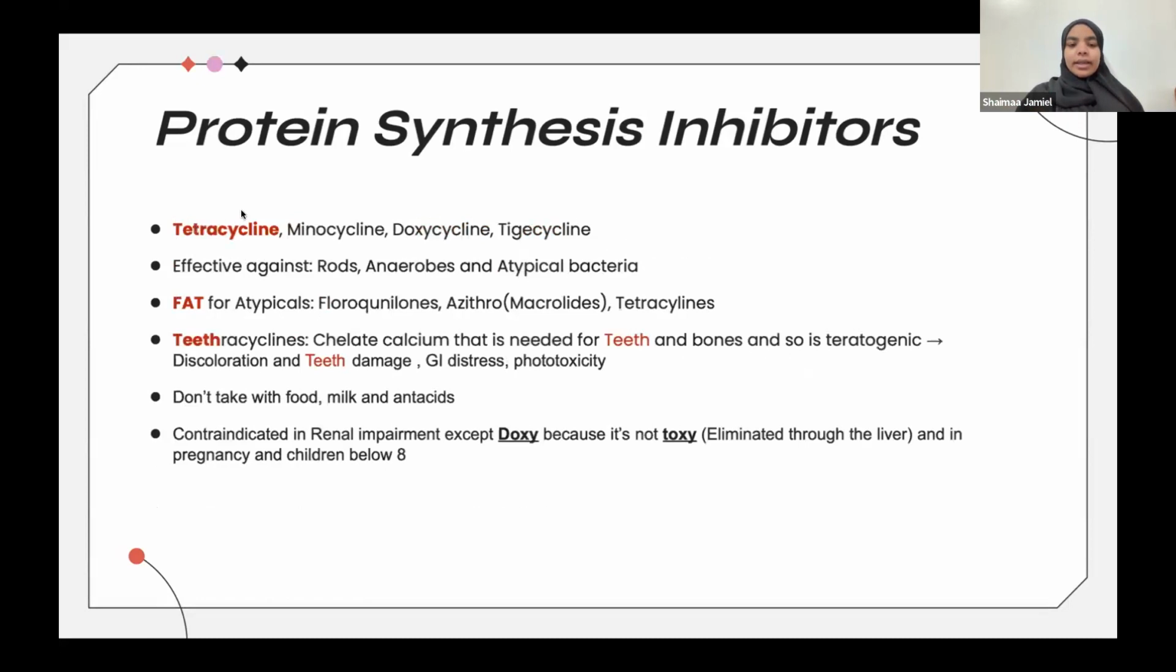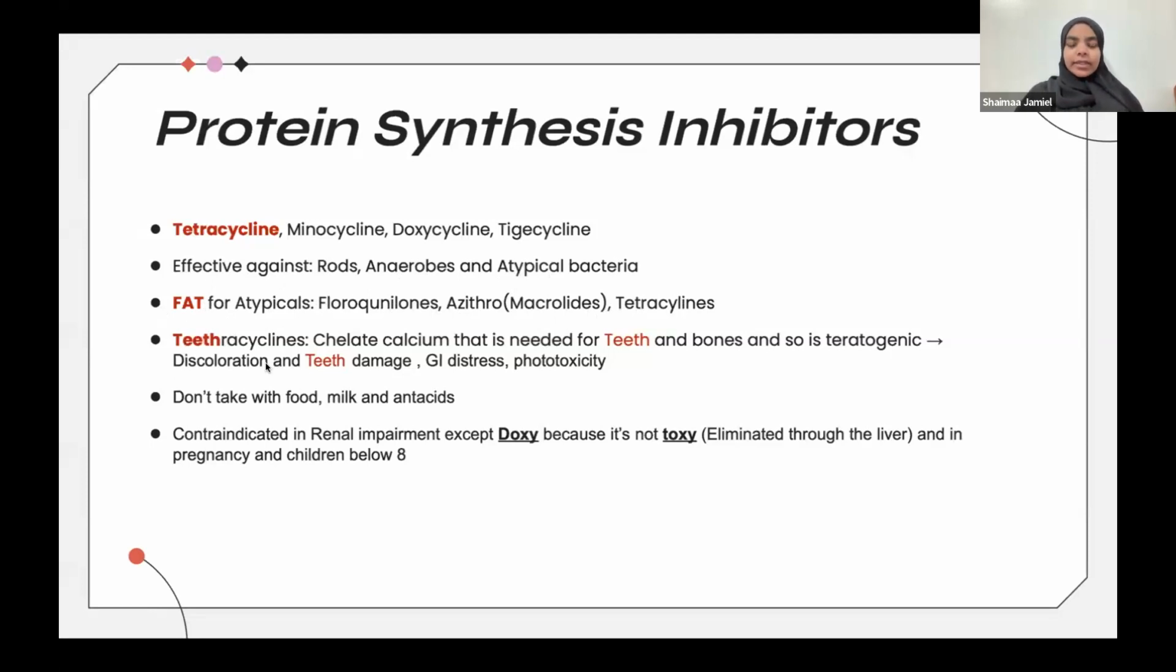For tetracyclines, they are minocycline, doxycycline, and tigecycline is a derivative of tetracycline. It's not exactly that, but in your lecture, it was the same. So tetracyclines are effective against all bacilli, whether gram-positive or gram-negative, and also effective against anaerobes, which is nice, and atypical bacteria. And we already mentioned that fluoroquinolones, azithro, which is a macrolide, and tetracyclines can be used for atypical bacteria like mycoplasma and chlamydia, for example.